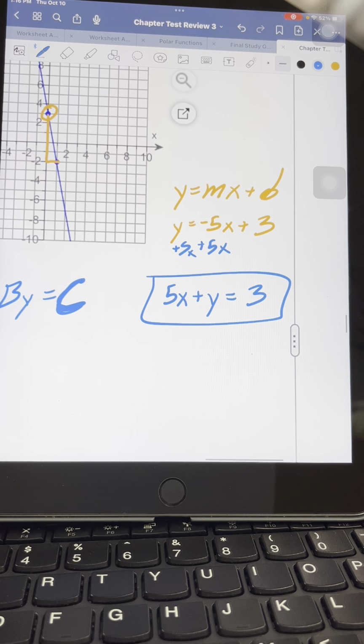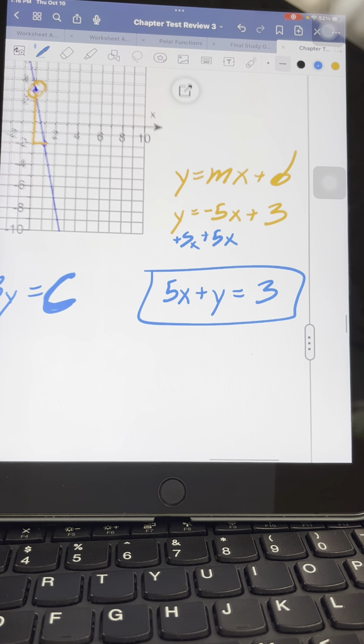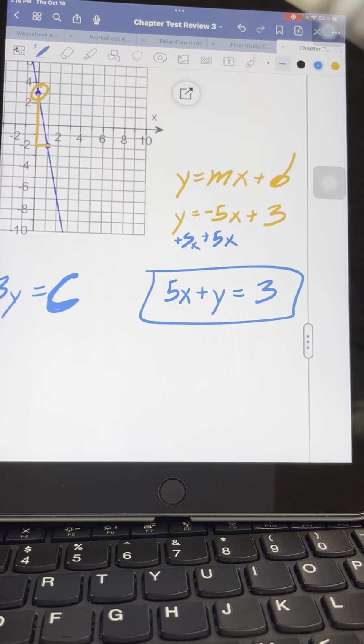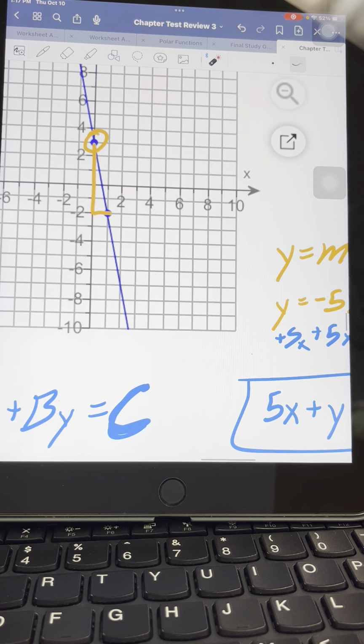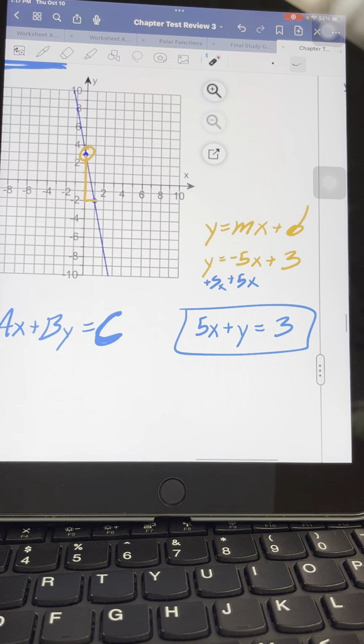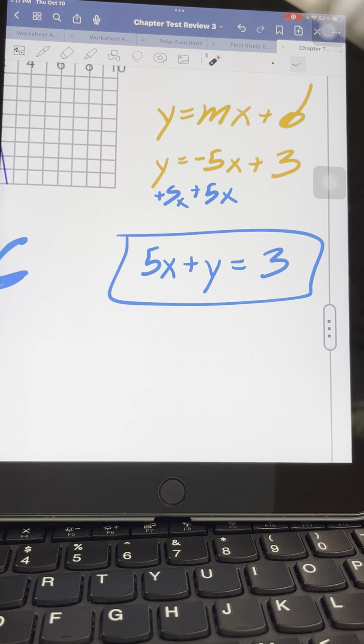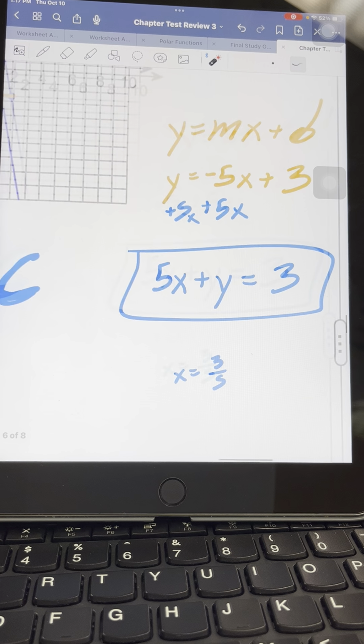Let's check it. So, what is my y-intercept? Well, in order to find my y-intercept, I would need this x to be 0. So if we cross this out, what is my y? Y equals 3. So now, to find my x-intercept, I need to set the y equal to 0. So then we're just going to have 5x equals 3, which my x value will then be 3 over 5, which if we take a look at the x-intercept here, you could kind of see how it's 3 over 5 right here a little bit.